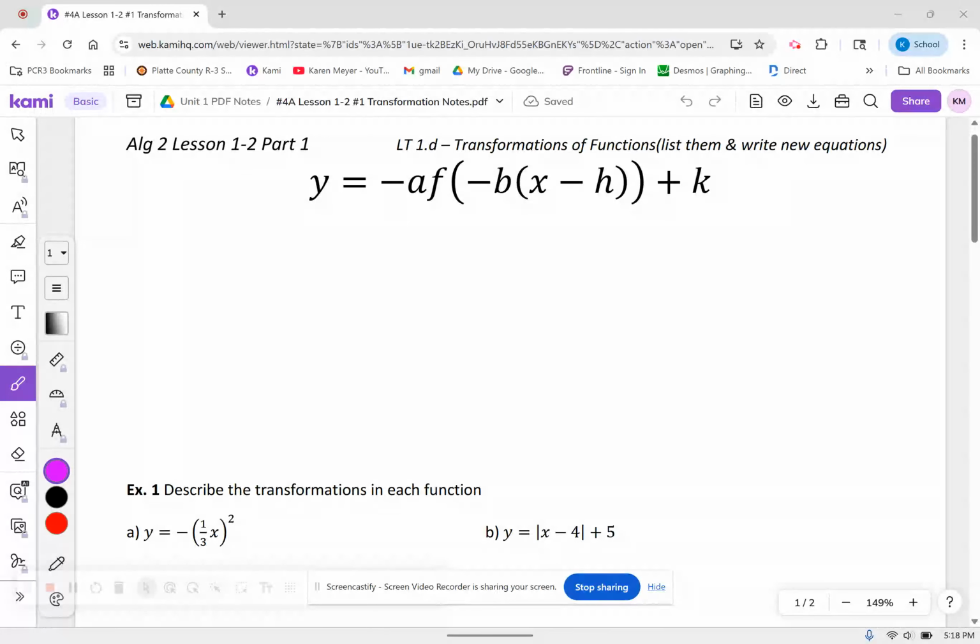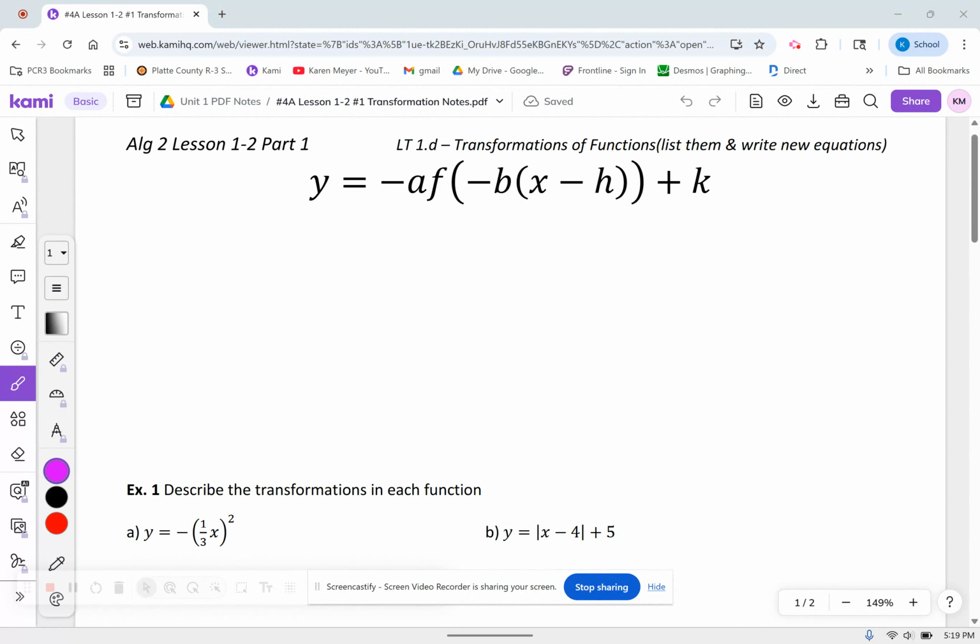Hi, today we're going to talk about transformations of different types of functions. This is going to be part 1 of a 2-part video. In this video we are going to learn what the transformations are and how to identify them from given functions. And then we're going to go backwards and be given all the transformations and then be able to write the function based on those transformations.